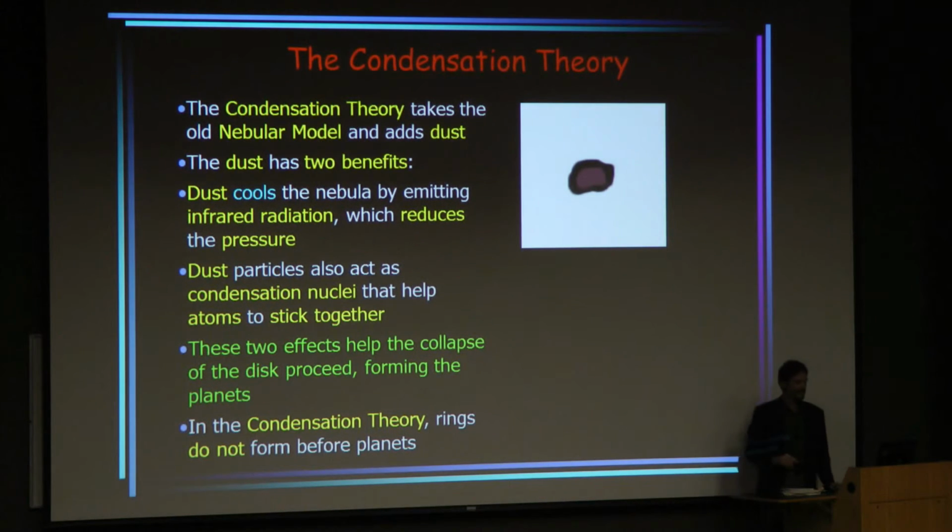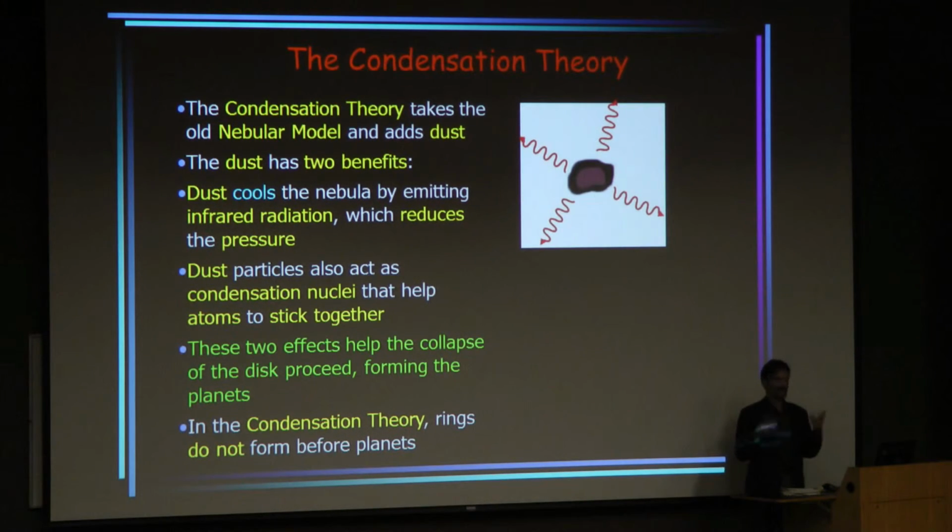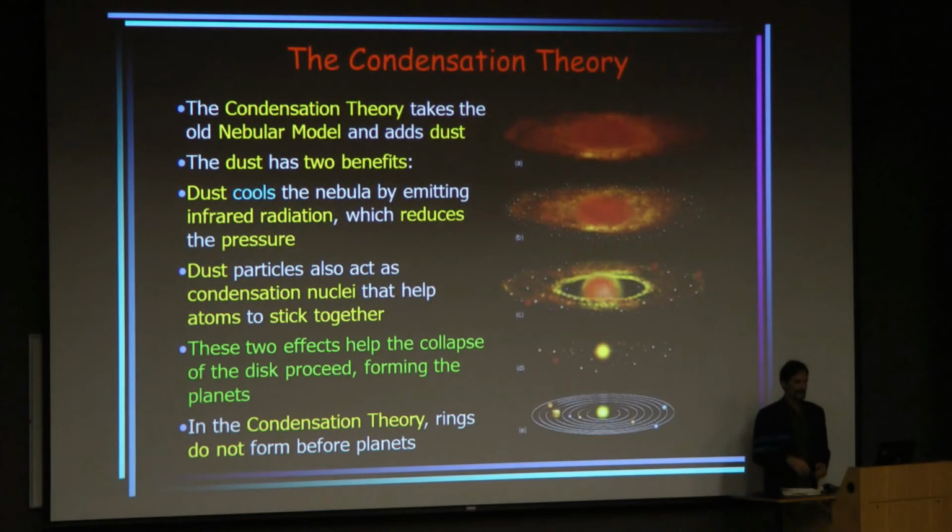And by the way, we don't even form rings, which again, Laplace didn't really have a very good explanation for. But there are no rings in the condensation theory. It's a smoother type of process. So here, these little squiggly lines just indicate that the dust is radiating away infrared, and that helps to cool. Okay, so now we have a new sequence here.